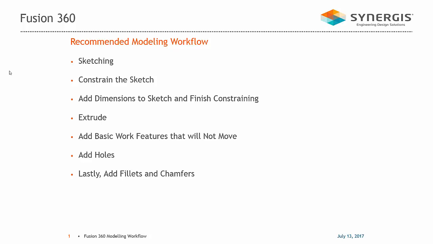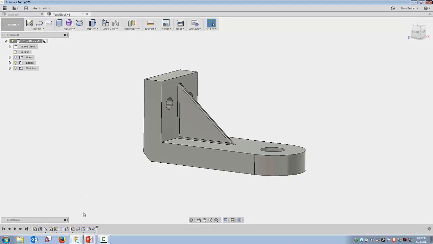One of the things that I found, and it's not industry wide, but a lot of people use this: we just end up creating a sketch. You constrain that sketch, add your dimensions and finishing constraints, extrude, and then add basic work features, most of which will not move, add your holes, and lastly, add fillets and chamfers. So quickly, I just thought I would go over and show you.